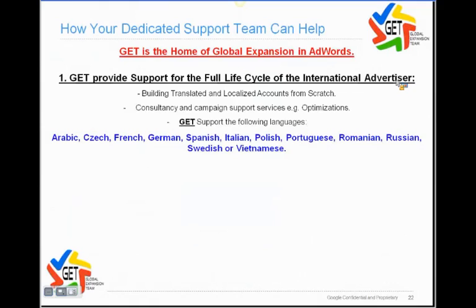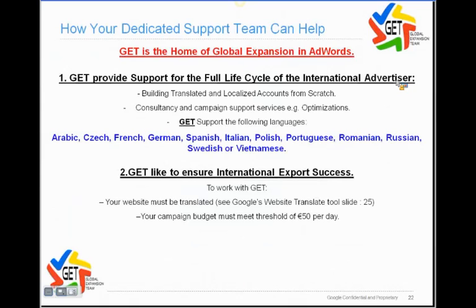You can get support in the following languages: Arabic, Czech, French, German, Spanish, Italian, Polish, Portuguese, Romanian, Russian, Swedish, or Vietnamese. There will soon be even more languages that you can get support in. GET are an invaluable way to kickstart or improve your international advertising. So ask us today about what they can do for you.